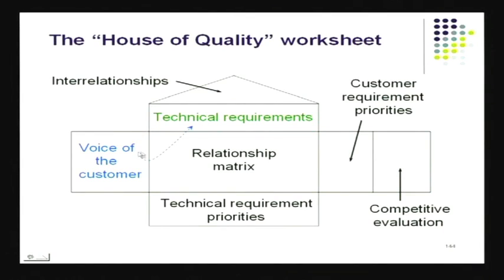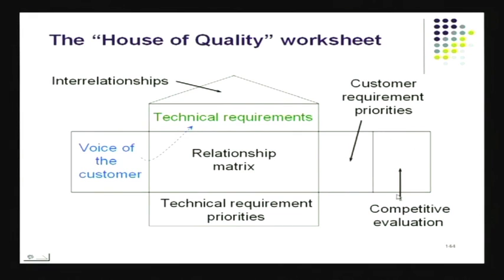Let's take a look at this structure here. I've got voice of the customer, which basically are the requirements. I've got technical requirements which are put out here. These are going to be determined after examining these requirements. And here is something called the relationship matrix. I'm going to be showing that when I show you a filled out worksheet. The interrelationships are also something that I'm going to be showing to you. The customer requirement priorities I also spell out here. That's like another part of the wall.